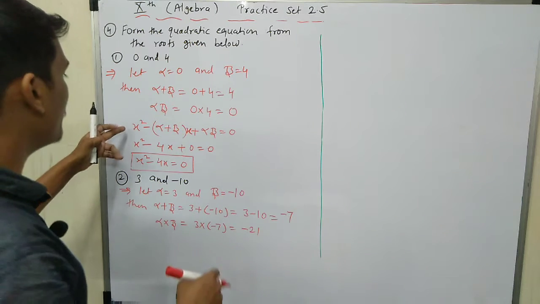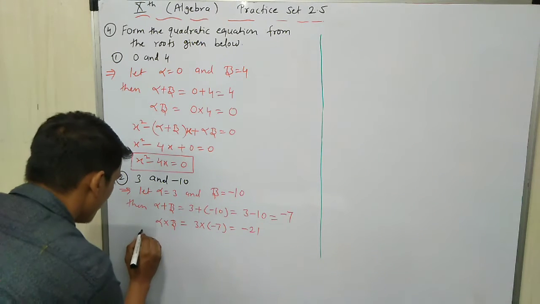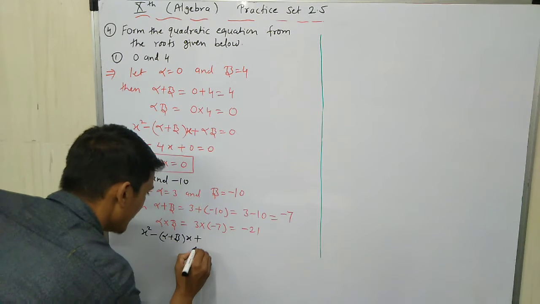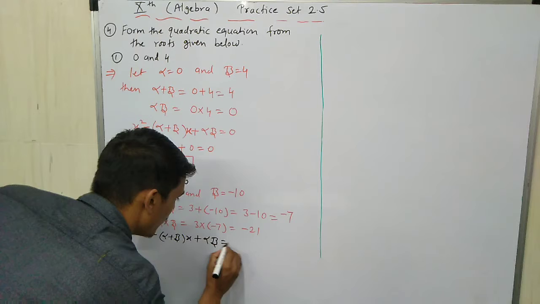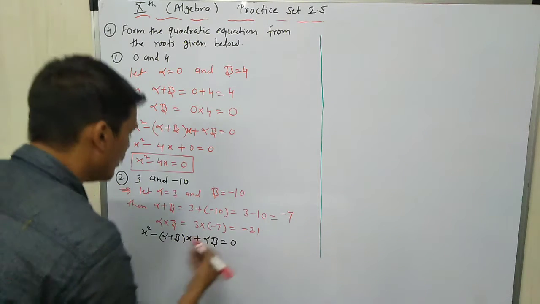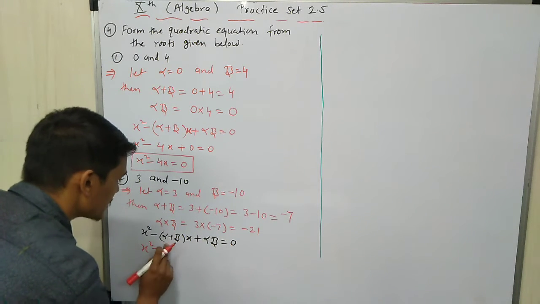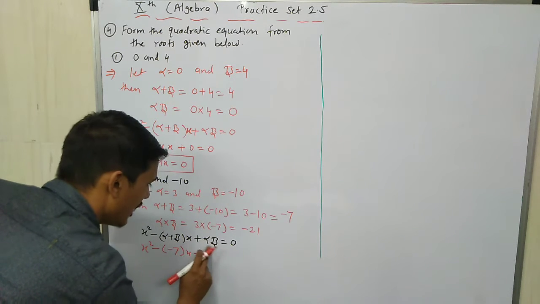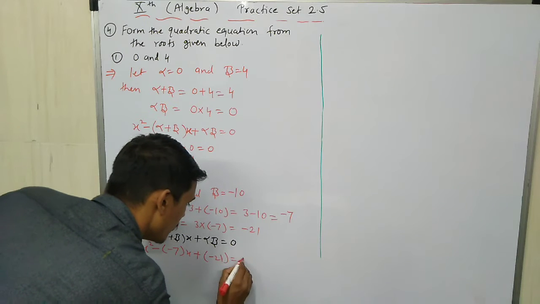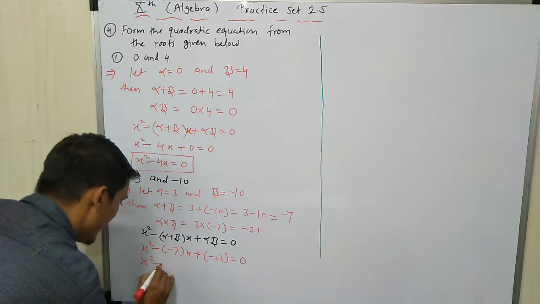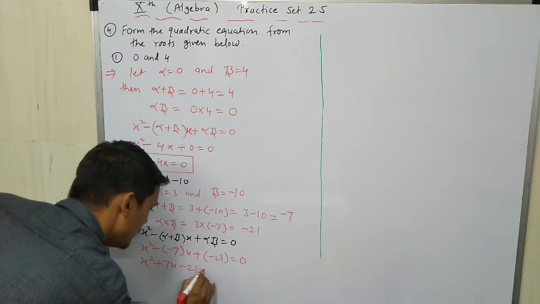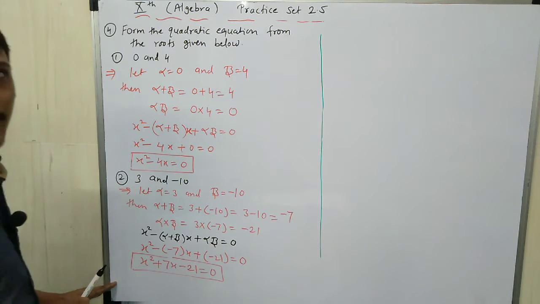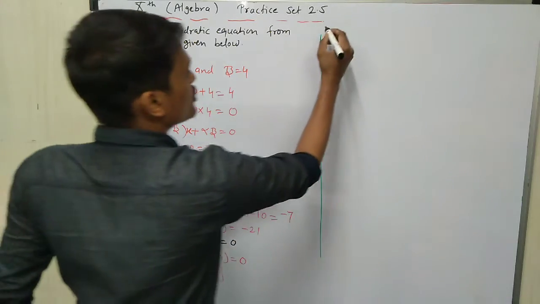Now the required quadratic equation is what? x square minus alpha plus beta x plus alpha into beta is equal to 0. Substitute the value. x square minus (alpha plus beta, which is minus 7) x, so plus 7x, plus alpha into beta, minus 21, is equal to 0. Final answer is x square plus 7x minus 21 is equal to 0. This is your final answer. Understood?